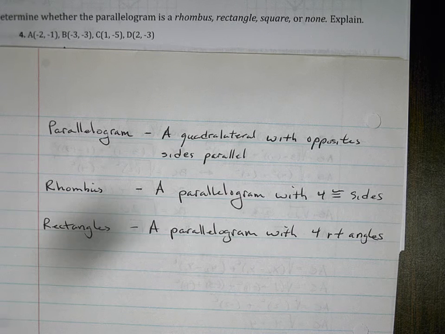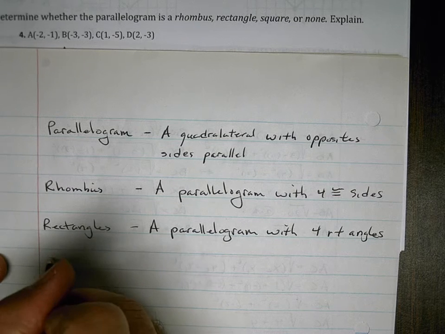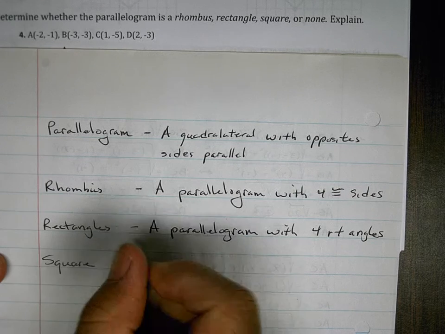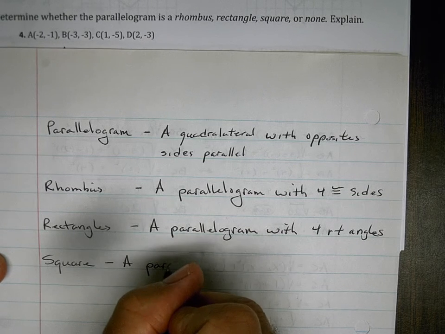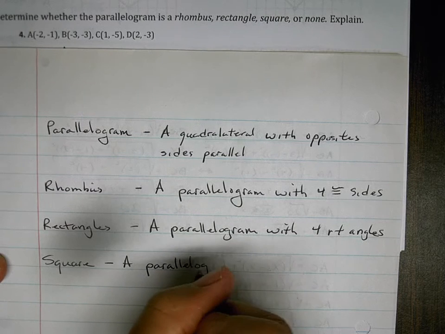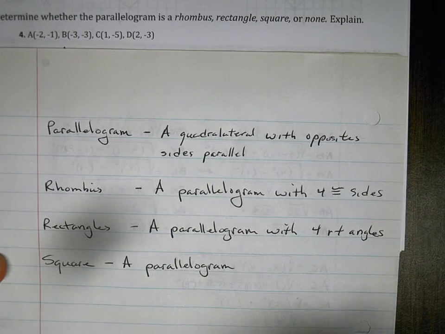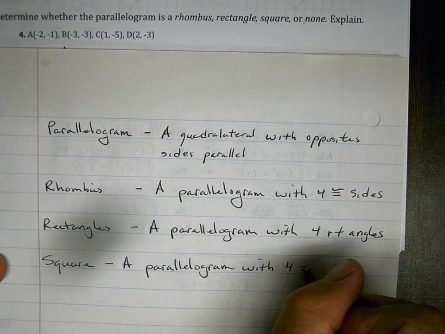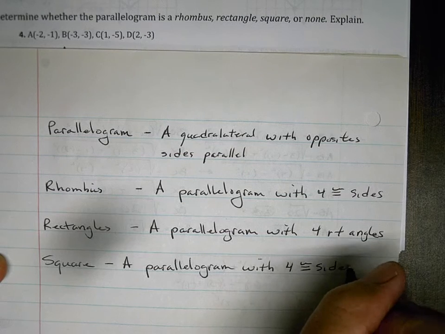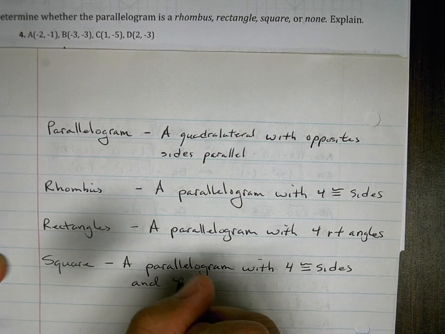Now we know a lot of other things about all of these guys, but for right now all we're focusing on is the specifics. And finally, a square, we can really go either way. But a square is a parallelogram with 4 congruent sides and 4 right angles.